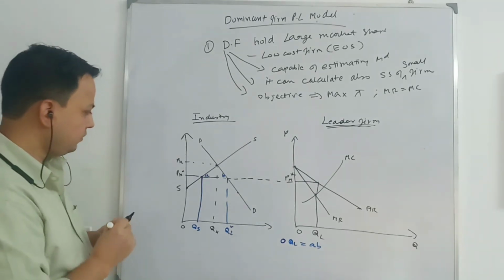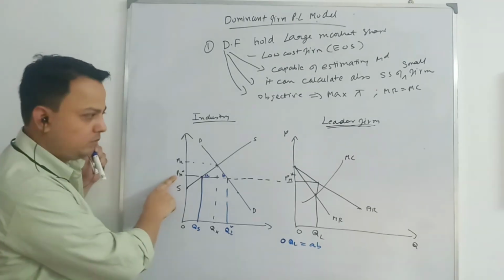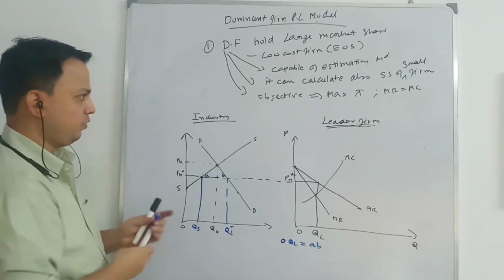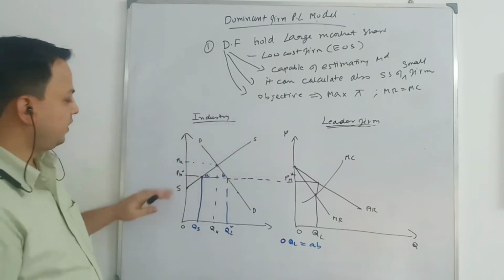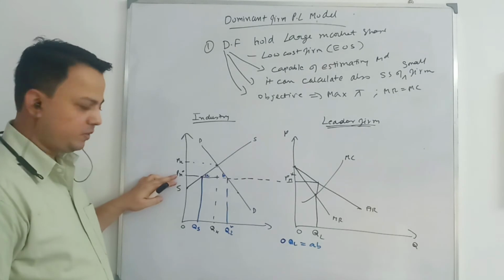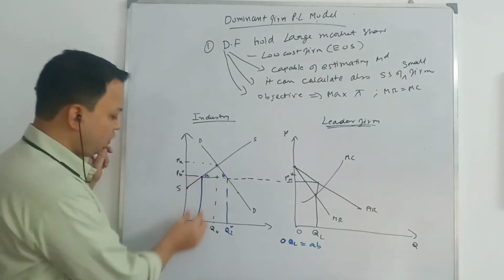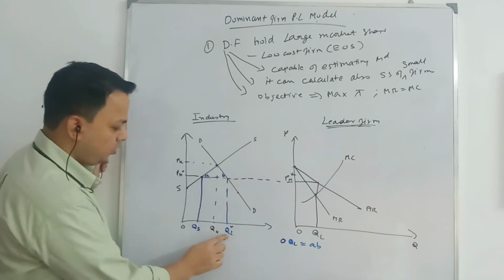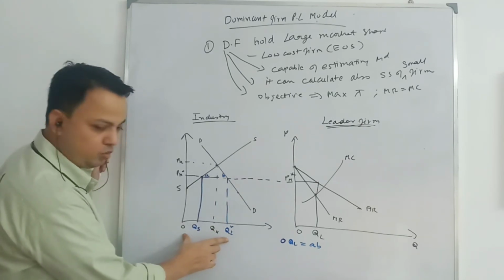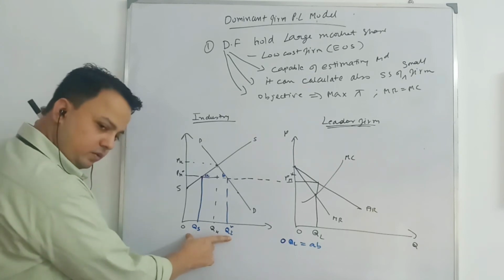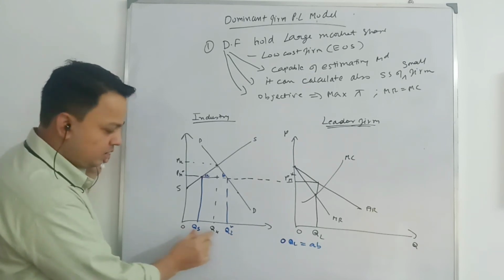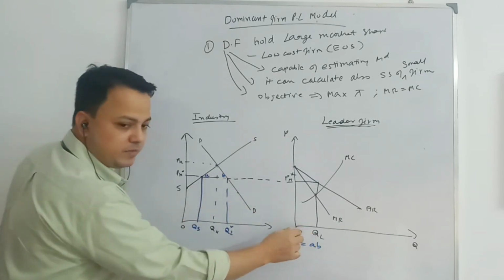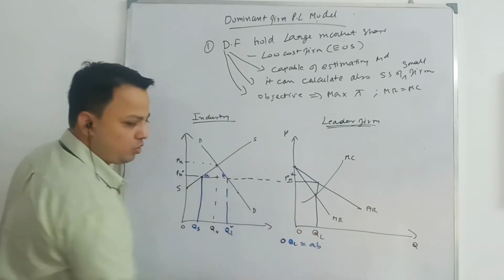So the price set by the dominant firm, sorry, not monopolist, here we are taking the dominant firm. This price is set by the dominant firm. At this price, the small firm is able to supply OQS. But the demand is OQ2 star. So we subtract OQS from OQ2 star, and this distance AB will be supplied by our dominant firm, and this will be equal to OQL.